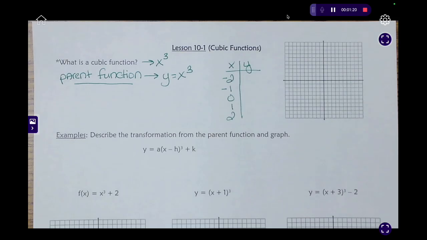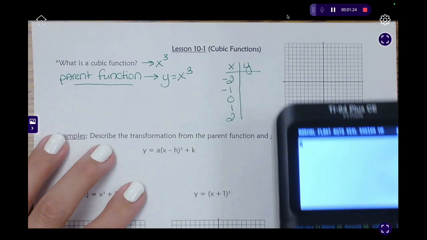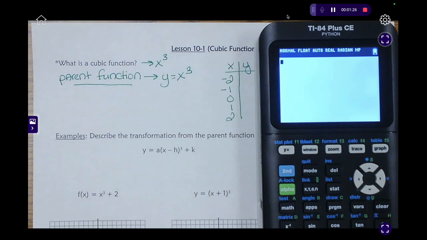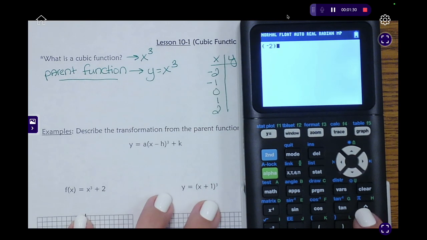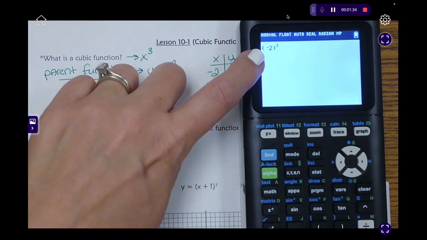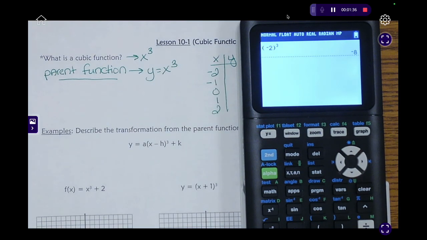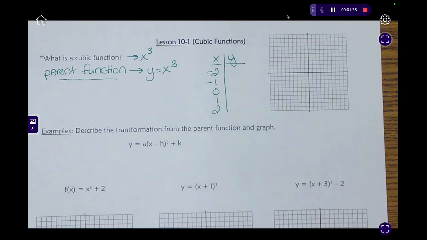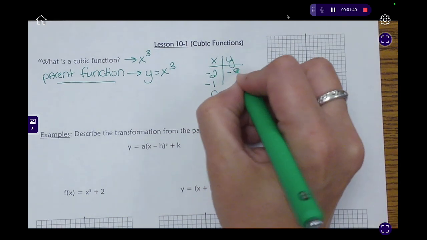And if you don't know, in your calculator, you do have that exponent key. So looking at this, if I want to do -2, remember I'm going to put it in parentheses, raised to that third power. Remember, this is your exponent key right here. So I'm going to hit that, and then I can get that 3 as an exponent. And that's going to give me a -8. Okay, so I plugged in a -2 and I got -8.